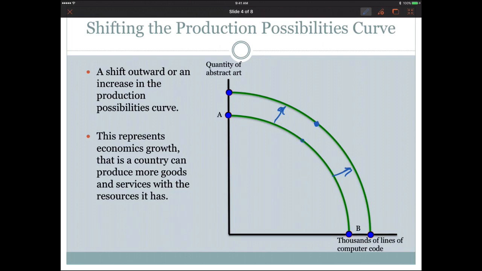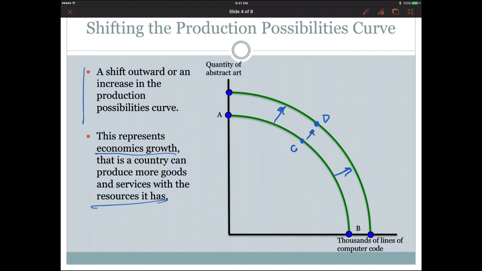Suppose we were at point C here, and with economic growth, we move out to point D here. At point D, we're wealthier in a sense because we can produce more computer code and we can produce more abstract art than we could before. So in essence, this outward shift in the production possibilities curve represents economic growth, which means that a country can produce more goods and services with the resources it has. It can produce more than it could before.